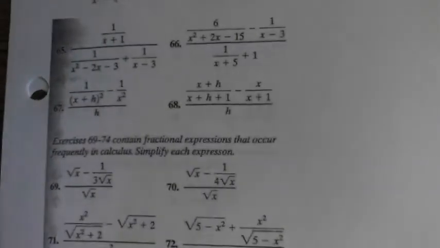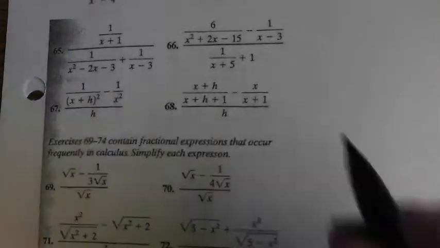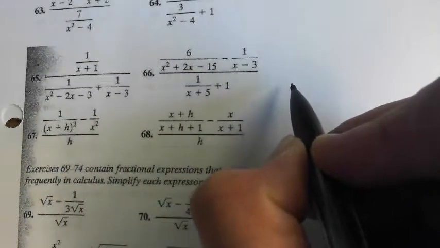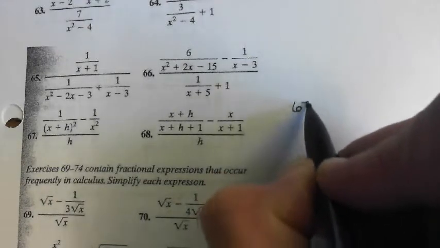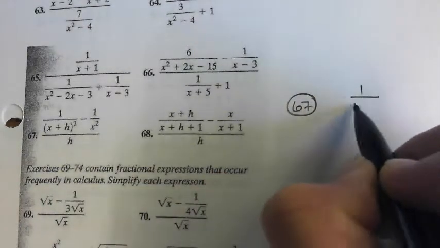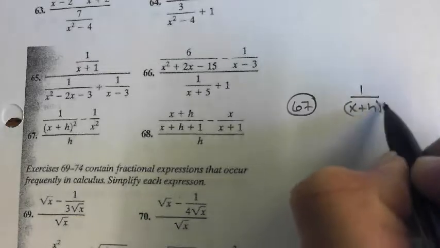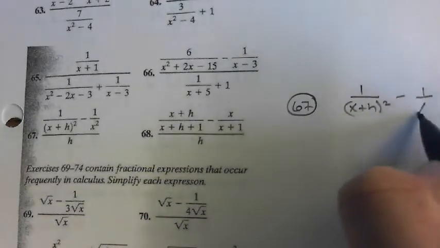What is going on here? All right, I'm going to do 67. I'm going to rewrite it because you definitely need more room. So, if you want to go ahead and try it on your own, you can.